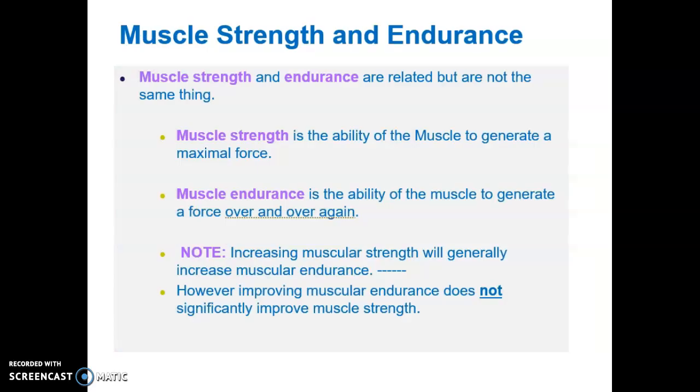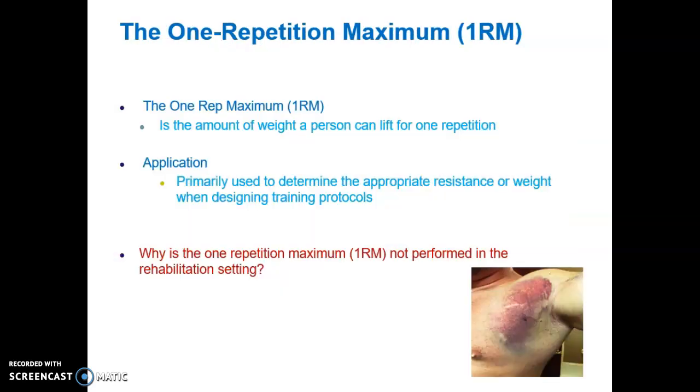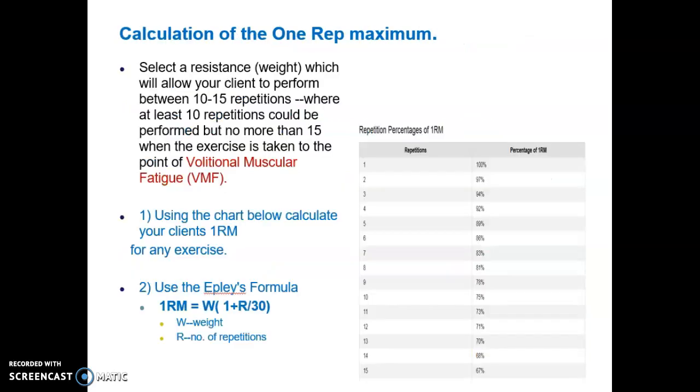And it's worth bearing in mind that improving muscle strength will generally increase muscular endurance. However, improving muscle endurance does not improve muscle strength. So the next few slides talk about the 1 rep max, and that's the amount of weight a person can lift for one repetition only. So it's important for you to consider and have a think about why the 1 rep max is not used within the rehabilitation setting. So what reasons might there be for that? Why wouldn't we use it as a rehabilitative process when it's used widely out there in strength and conditioning?